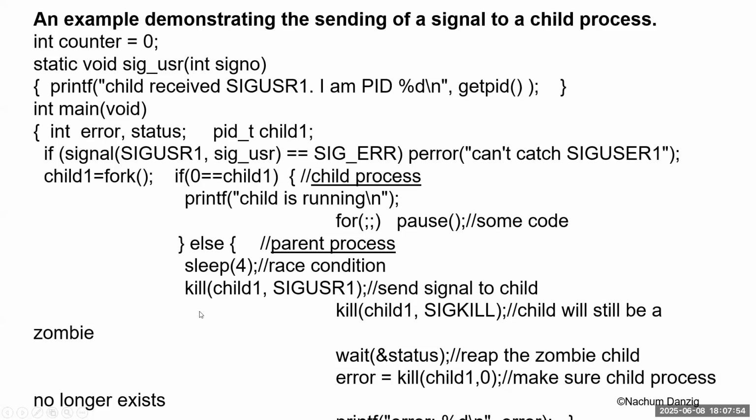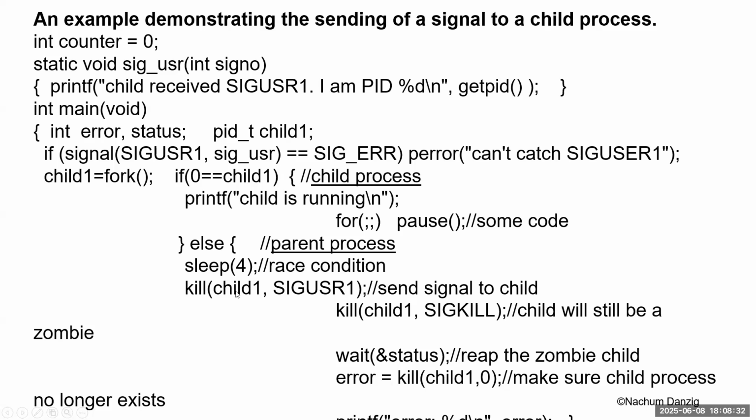Now I send a kill to the child. By the way, it's very important to notice that this was done before the fork, which means that the child inherits the signal table of the father. The father made this change, and then he made a child, and the child got this change. So when I send the child SIGUSR1, he's going to get it, and he's going to print child receives SIGUSR1, I am, and then his PID. And of course I sent it to child 1 because in the father, child 1 is his value.